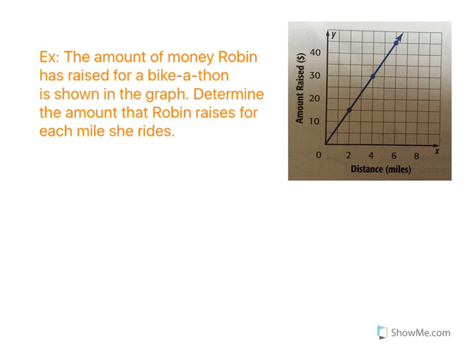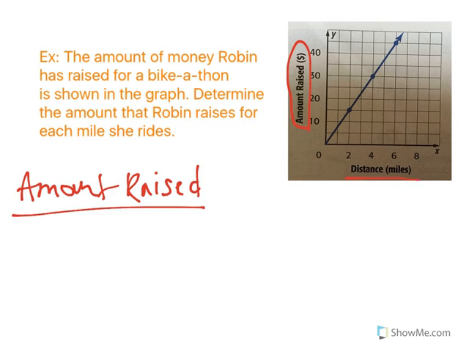The first example says the amount of money Robin has raised for a bike-a-thon is shown in the graph. Determine the amount that Robin raises for each mile she rides. We know it's a constant relationship, so every point should give us a constant value. So we're going to take the amount raised and divide that by the distance. So we're going to take y over x.